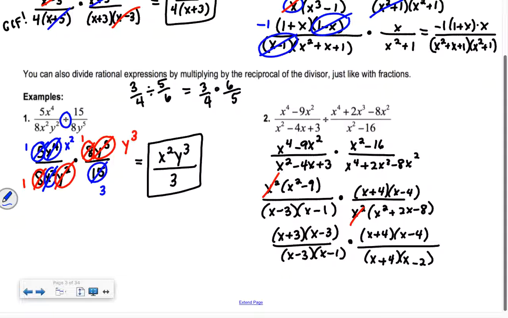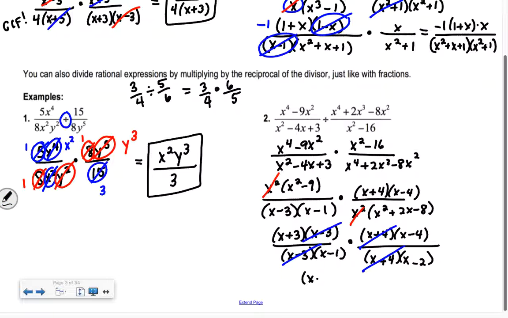So now I start canceling, the fun part, right? X plus 4 and x plus 4 cancel. X minus 3 and x minus 3 cancel. But unfortunately, this one doesn't go all the way. I mean, there's nothing else that it does. I like when it goes all the way down and it's like 1/3. You're like, whoa, that worked out, right? So this one doesn't go much further.